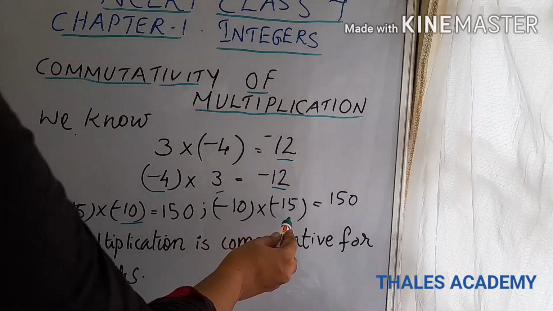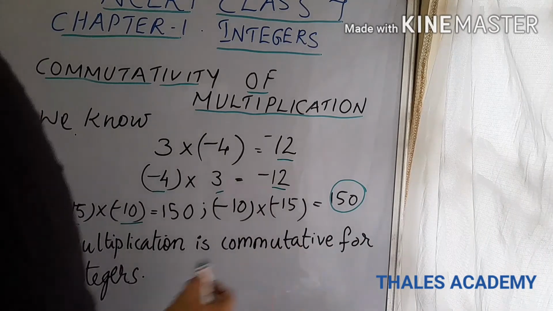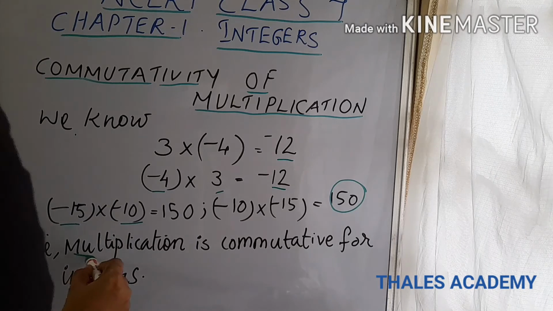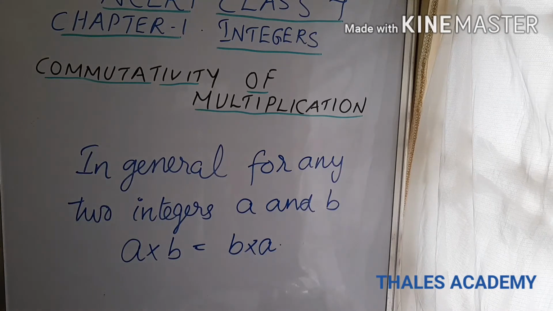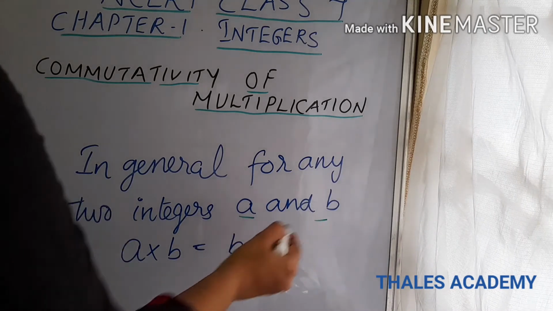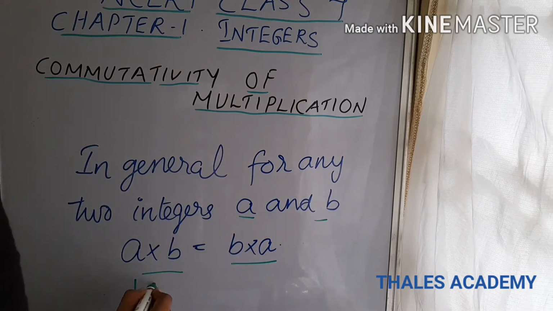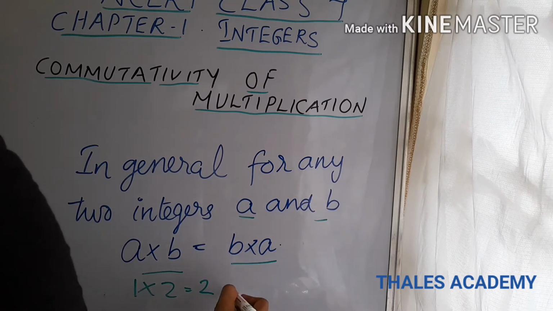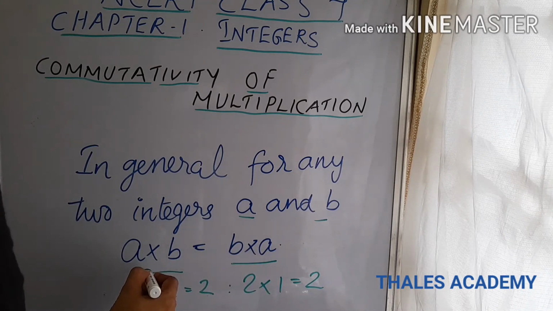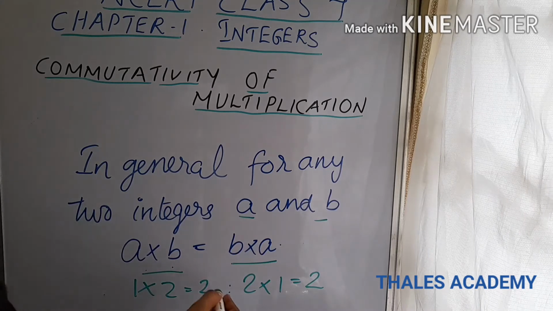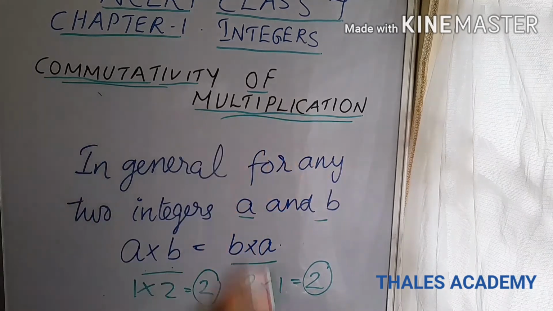Minus 10 into minus 15, we get the same answer. Thus, multiplication is commutative for integers. In general, we can say for any two integers a and b, a into b equal to b into a. That is, 1 into 2 we get 2 and 2 into 1 we get 2. We get the same answer. This is known as commutativity of multiplication.